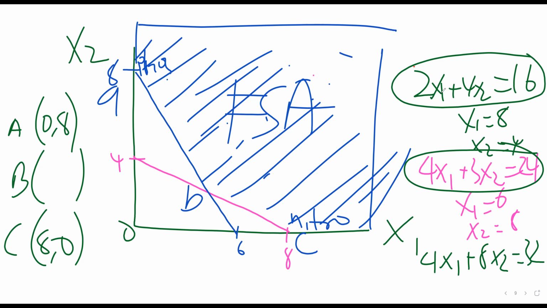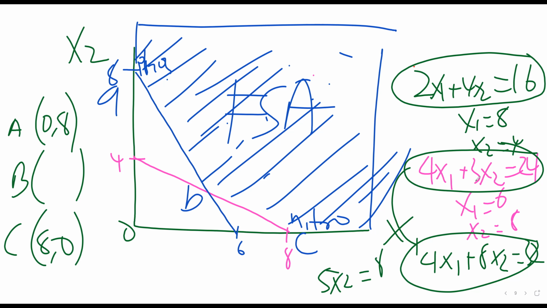Okay. So on the basis of that, you can take the top one, this one, minus this one. So the 4x1 minus 4x1 will be 0. 8 minus 3 will be 5. So you have 5x2 equal to 32 minus 24, which is what? 8. Is it 8? 32 minus 24. Yes, it's 8.